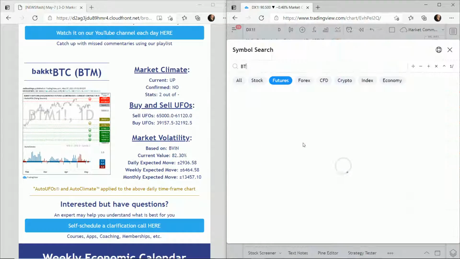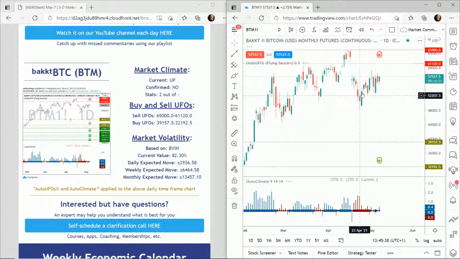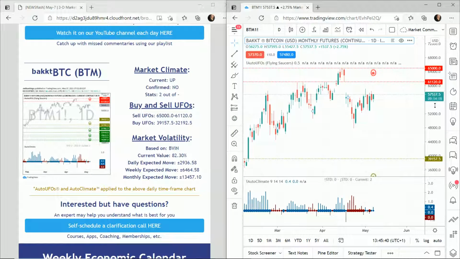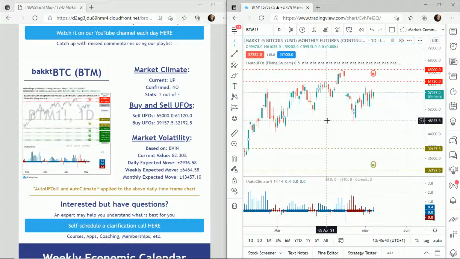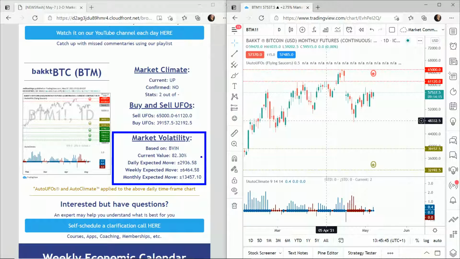So the last market is Bitcoin. Now Bitcoin is one of the more volatile markets. In fact, let's start there with volatility just to make the point. So the US dollar moved 0 point something points in a day. This is what we would expect with Bitcoin. Up or down in 1 day of 2,936.58. It's quite a lot. In 1 week, up or down of 6,464.58. In 1 month, up or down of 13,457.10. So again, we would expect volatility in Bitcoin anyway, being a cryptocurrency, but you can use this market volatility data as well to be more specific on that.